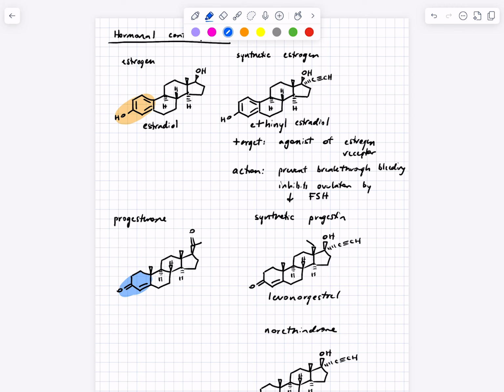And of course, I'm not going to be saying on this exam, draw progesterone, because you won't need to draw anything. It will be a multiple choice quiz. So which of the following is a progestin, or which of the following is estrogen? If you can focus in on that ring on the left-hand side that's either a benzene ring or has a ketone, that should be good enough.